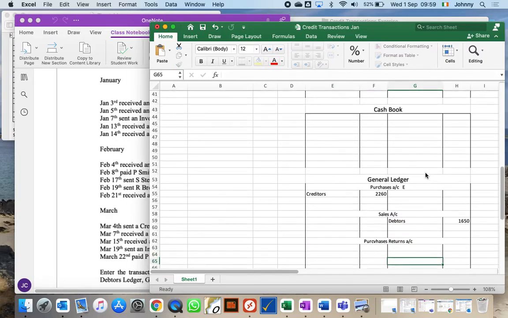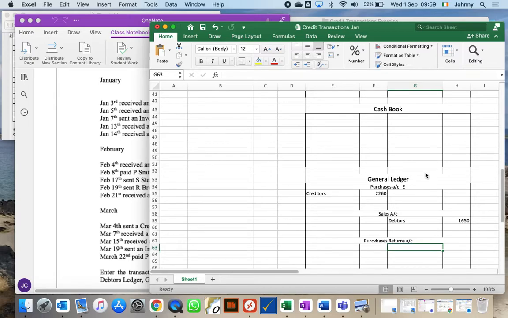Okay, now, purchase returns. I'm trying to work out what type of account is purchase returns. So we said sales account was, I'm just going to put it after it just so we know for future reference, sales is an income account. What type of account is purchase returns? It's a little bit more difficult. What type of account is purchases? Because whatever that is, purchase returns is the opposite.